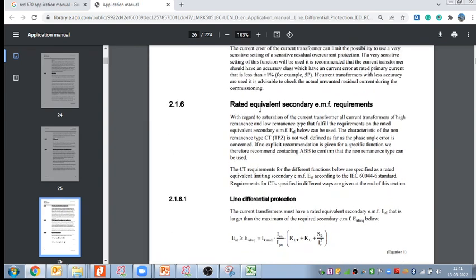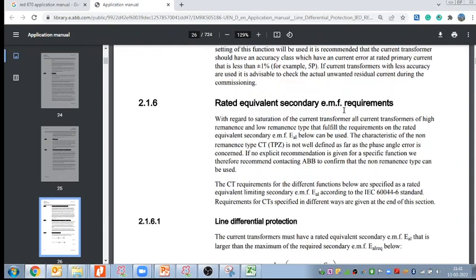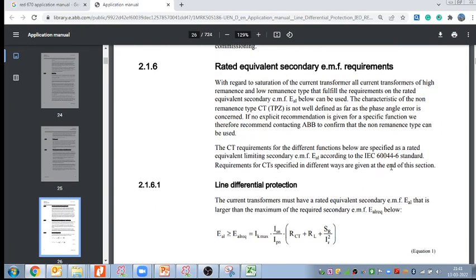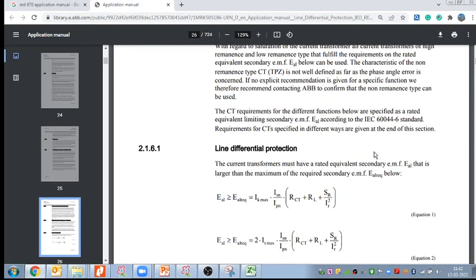Rated equivalent secondary EMF requirement. That is my point. With regard to saturation, they are again talking about saturation. With regard to saturation of the current transformer, all current transformers of high remanence and low remanence type that fulfill the requirement on the rated equivalent secondary EMF Eal below can be used. The characteristics of non-remanence type will be okay. The CT requirement for the different functions may also be specified as a rated equivalent limiting secondary EMF Eal according to IEC. Also standard requirements for CTs specified in a different way are given at the end of the section.